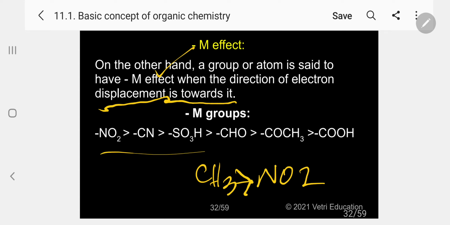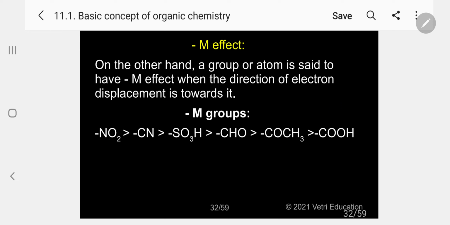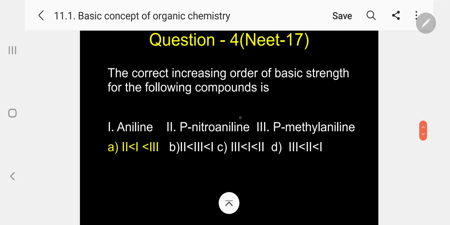This is the order you have to memorize: NO2 greater than CN greater than SO3H greater than CHO greater than COCH3 greater than COH. So this order you have to memorize. Please follow. Here is one important piece of information I will give you: all electron releasing groups are ortho-para orienting groups. All electron attracting groups are meta orienting groups. Please note. Now let me come to the question.